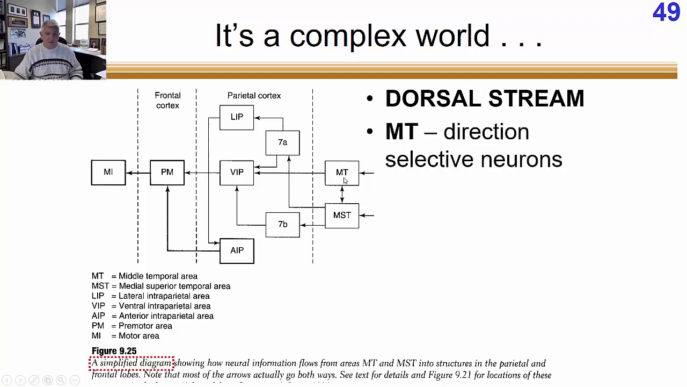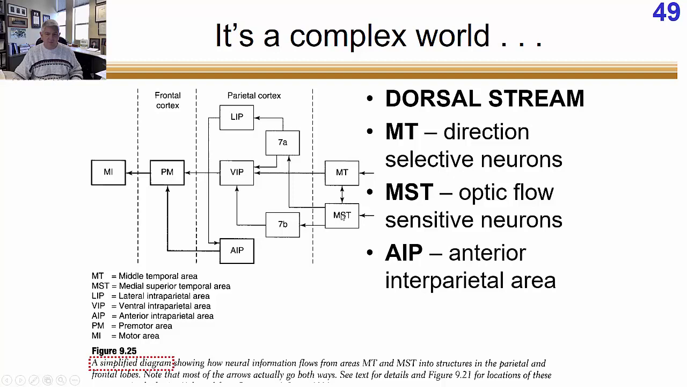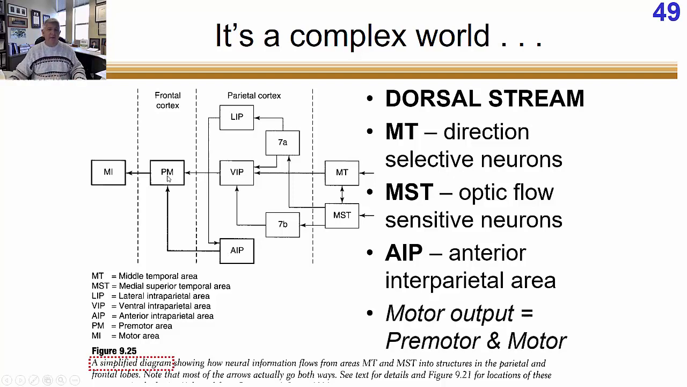So we have direction-specific neurons, optic flow sensitive neurons flowing into that anterior parietal area where we're getting now a combination of motor signals. So it says that most arrows go both ways, right? So motor signals coming here, visual signals coming here and meeting up to now become an action signal. And then mirror neurons in the premotor area responding to visual stimuli, even though they're motor output cells. All right, stick with me.